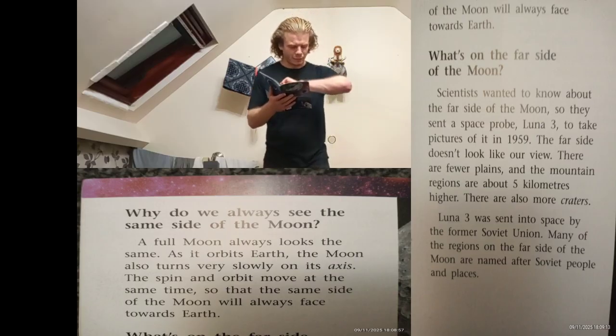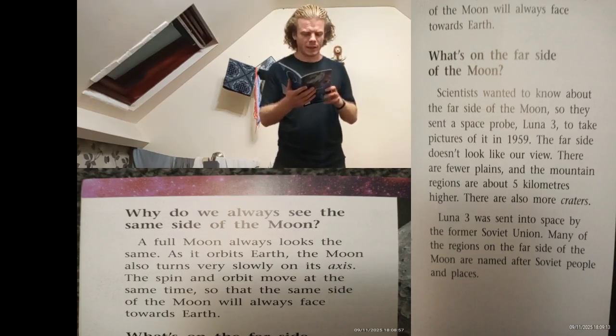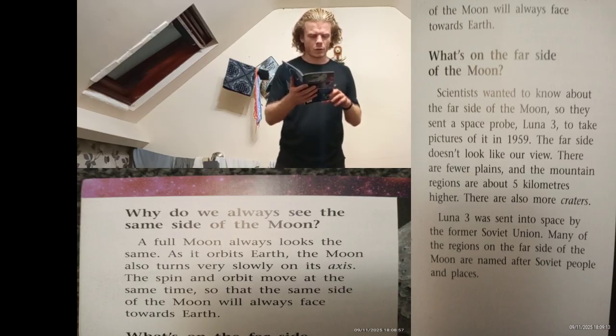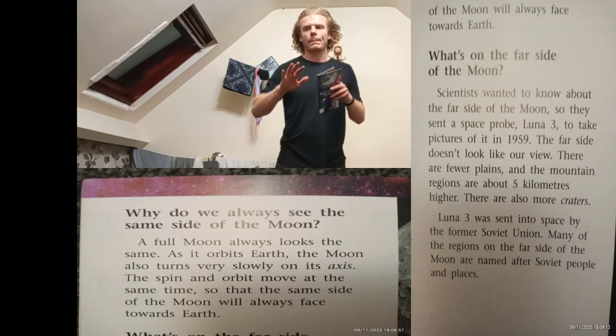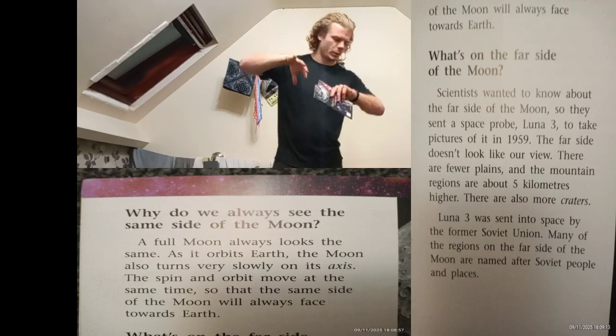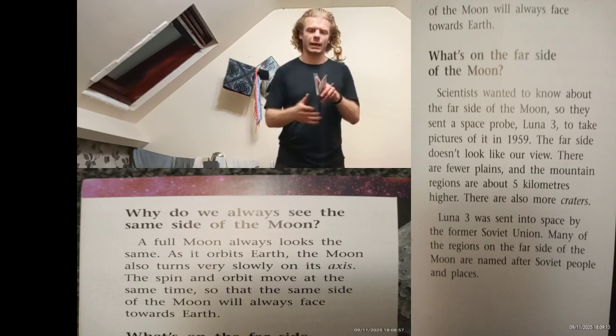What's now on the far side of the moon? Scientists wanted to know about the far side of the moon, so they sent a space probe, Luna 3, to take pictures of it in 1953. The far side doesn't look like our view. There are fewer plains, and the mountain regions are about 5 kilometers higher. There are not as many plains as there are on the side of the moon pointing towards the Earth. There are fewer plains, and the mountain ranges are 5 kilometers higher.